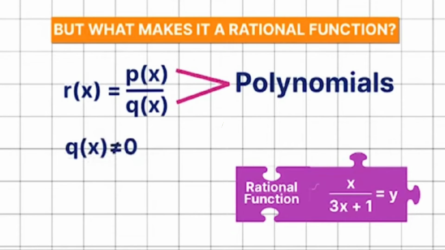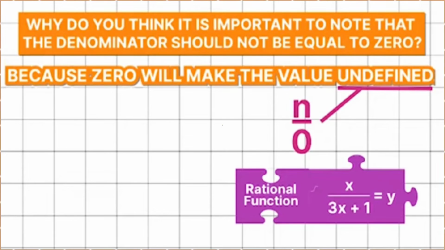A rational function is a function of the form r of x equals p of x divided by q of x, where p of x and q of x are polynomials and q of x is not equal to 0. Why do you think it is important to note that the denominator should not be equal to 0? Because 0 will make the value undefined.